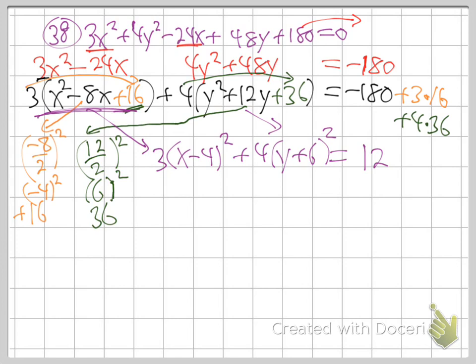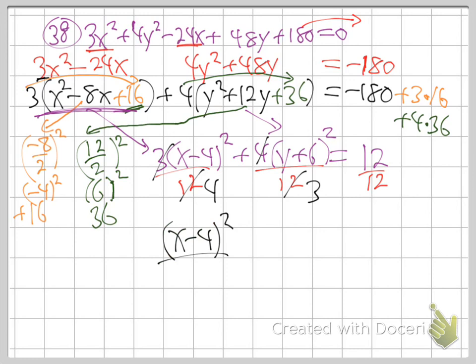Yeah, because you got to get a 1 on the right side. Remember the ellipse and hyperbola equations? You had to get a 1 on the right side. So divide through by 12. And then 3 goes into 12 4 times, and 4 goes into 12 3 times. So we get x minus 4 squared over 4 plus y plus 6 squared over 3 equals 1. So there's the equation in its good form.